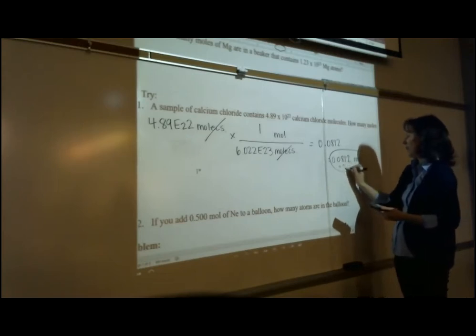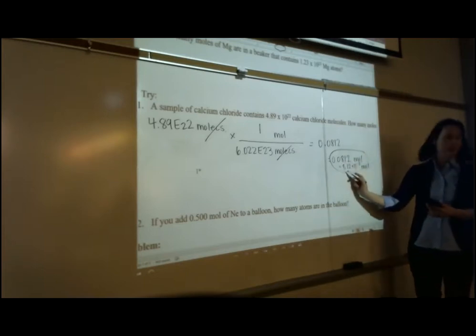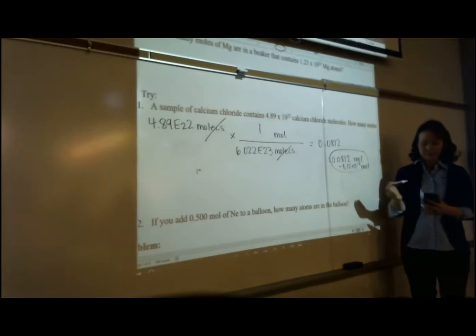Because if you write this as 8.12 times 10 to the negative second, notice that placeholder went away. So this is not a significant digit. It's not a measured value, it's just a placeholder.